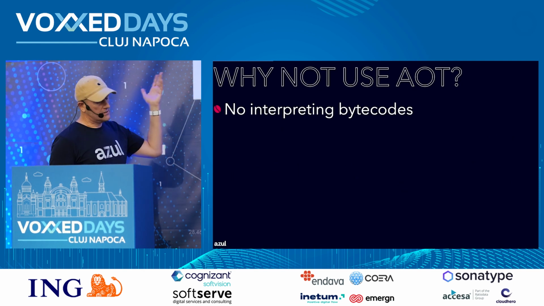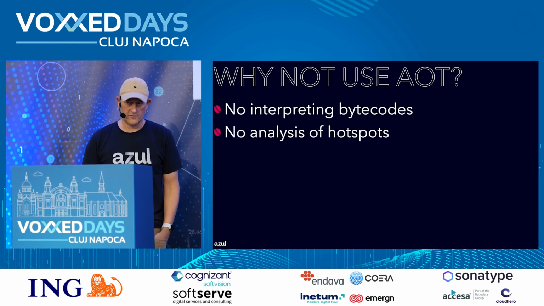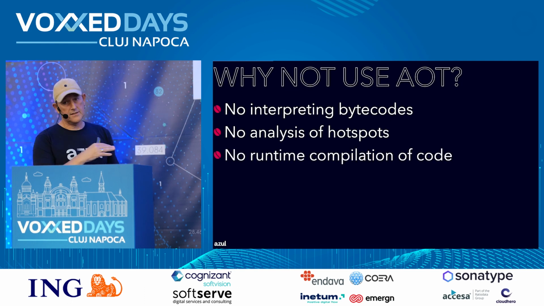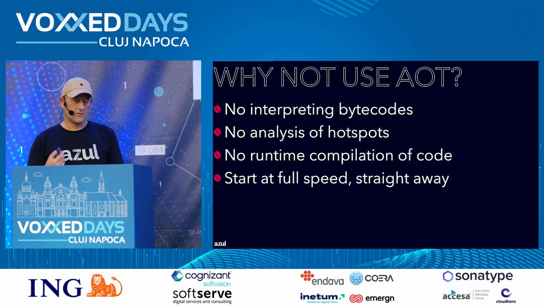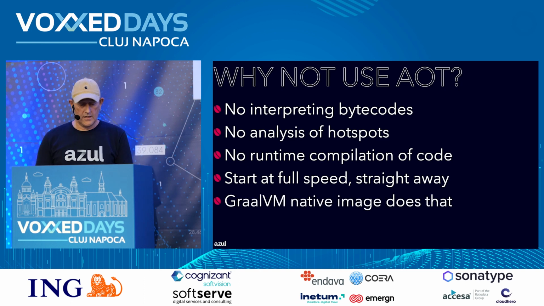So if you use AOT, then you don't have to interpret bytecodes. And there's no analysis of hotspots if you just do plain AOT. You don't have to compile code at runtime. This is all done before the code is running, right? You start at full speed straight away, which is great. It's a native executable, and GraalVM native image does that.